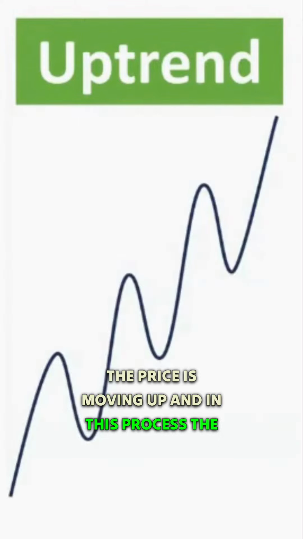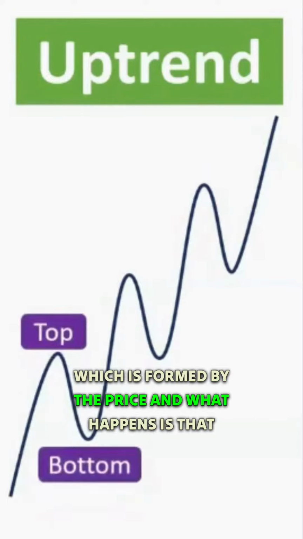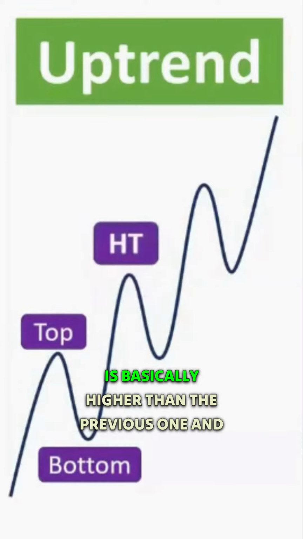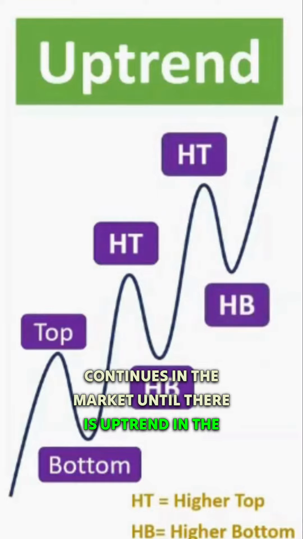In this process, the price forms a pattern which is called higher top and higher bottom. You can see on the screen, this is the top and bottom formed by the price. The price breaks the top and forms another top which is higher than the previous one, and it is called a higher top. Along with that, the price forms another bottom which is called a higher bottom. This pattern of higher top and higher bottom continues in the market as long as there is an uptrend in the price.